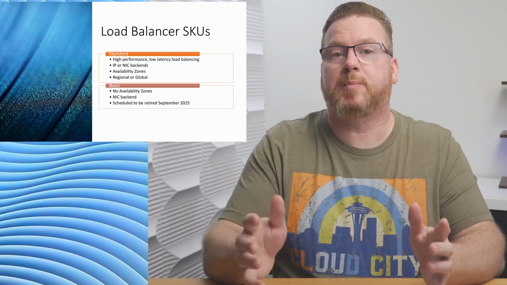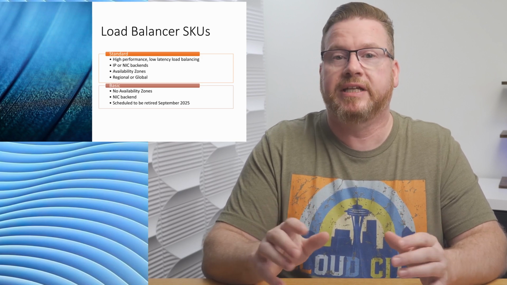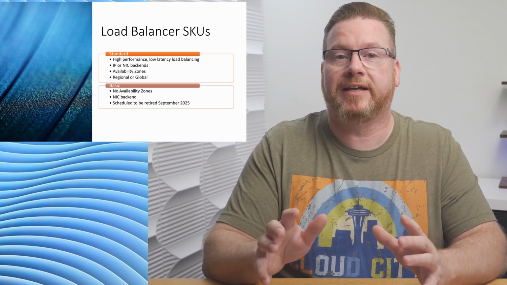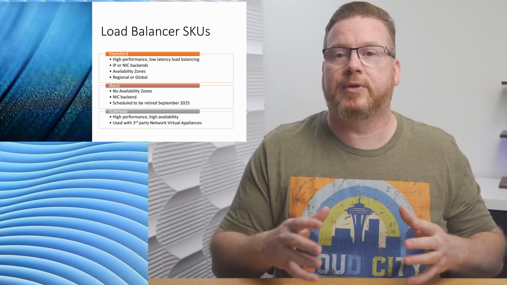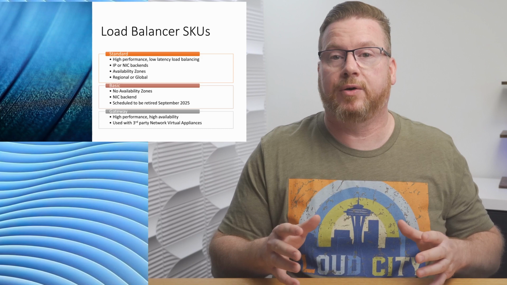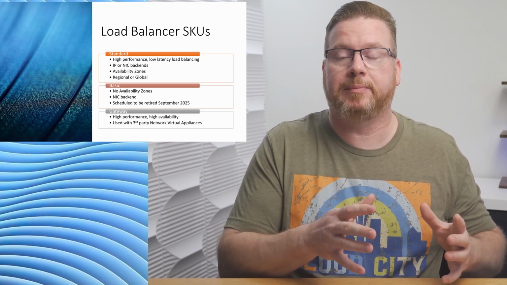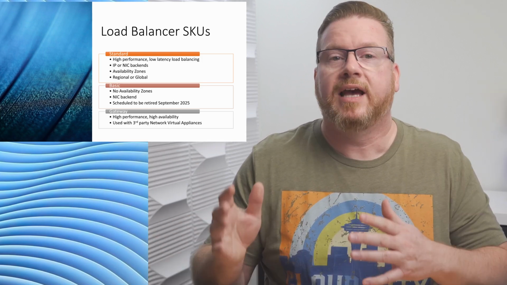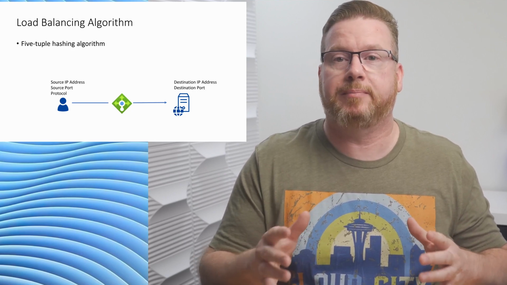The basic SKU is for smaller deployments that don't need the high availability provided with availability zones. It only supports network interfaces for the back end and is scheduled to be retired in September of 2025. Then there's the gateway SKU. The gateway SKU allows us to integrate third-party network virtual appliances into the traffic flow of the load balancer. For example, we could send traffic to a third-party security appliance to scan for malicious activity before it's passed to the backend pool.